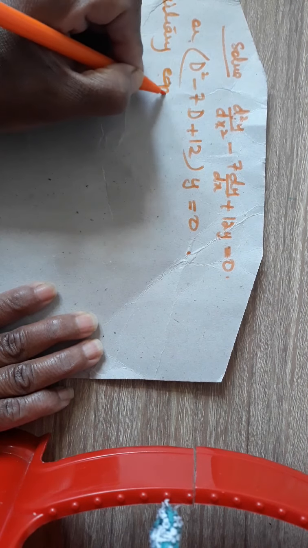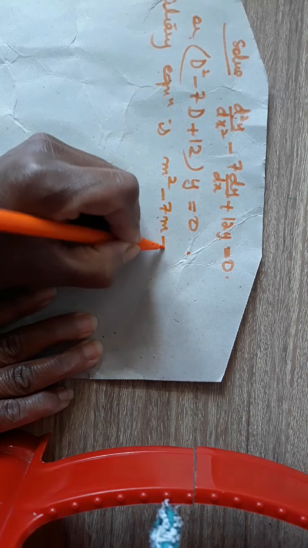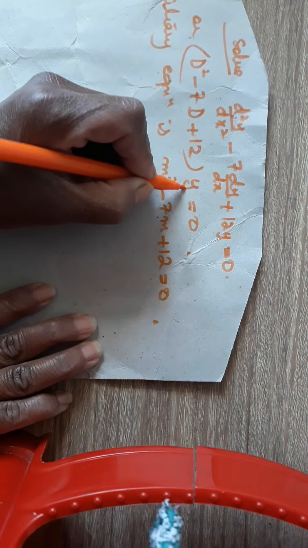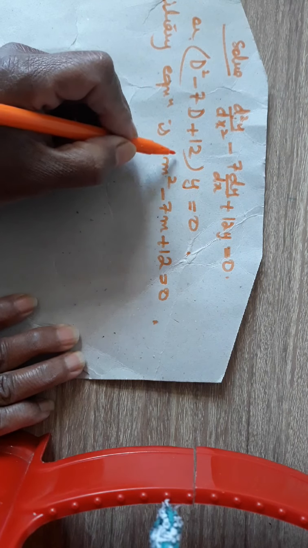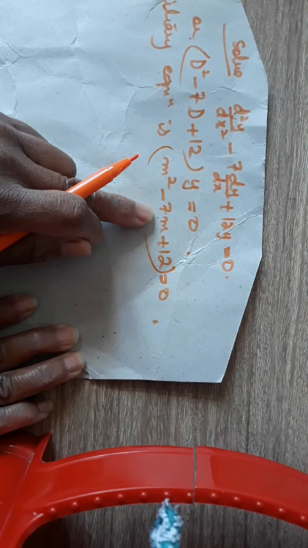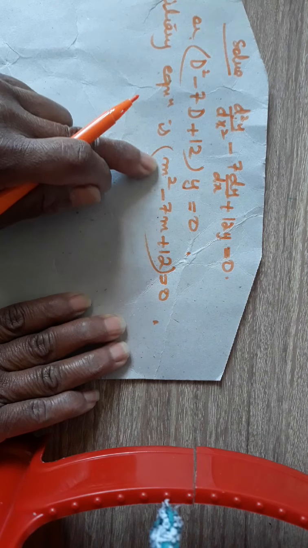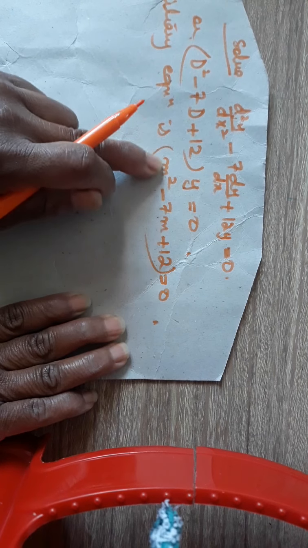The auxiliary equation is m^2 - 7m + 12 = 0, by putting y = e^(mx). Since e^(mx) can never be equal to 0, it means that m^2 - 7m + 12 will be equal to 0. Factorize this, treating it as a quadratic equation.